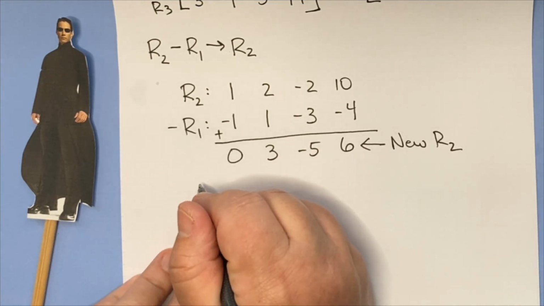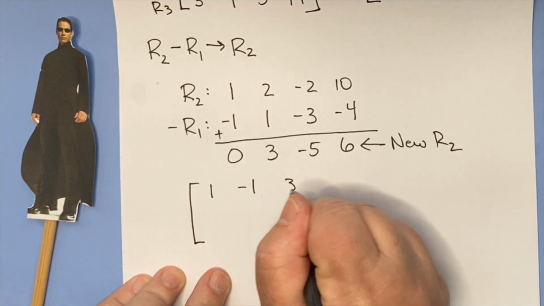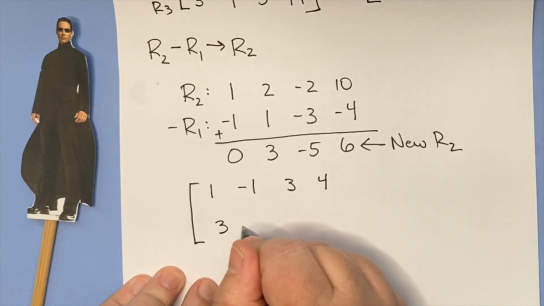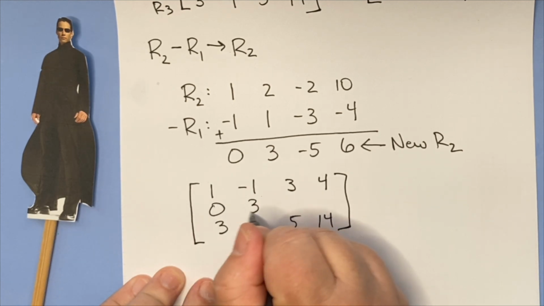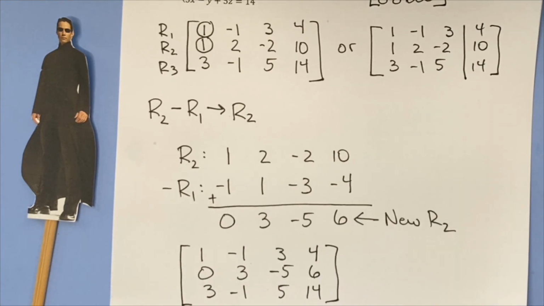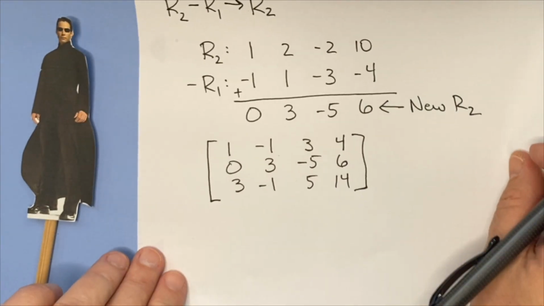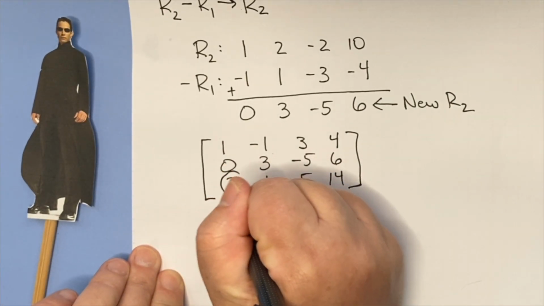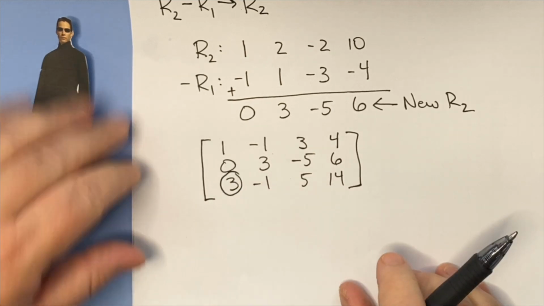Okay, so I'm going to rewrite our new matrix. I've got my old row 1, I've got my old row 3, and I've got my new row 2. Okay, and I'm kind of too close for you to see everything, but remember the goal is the bottom triangle of zeros.